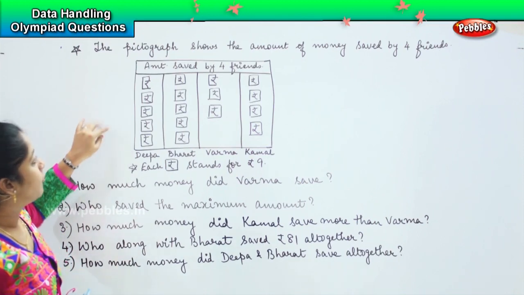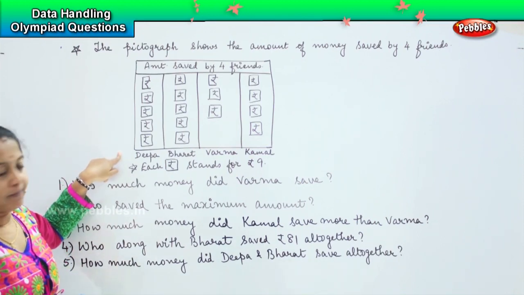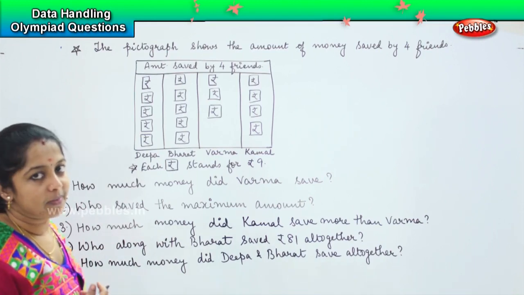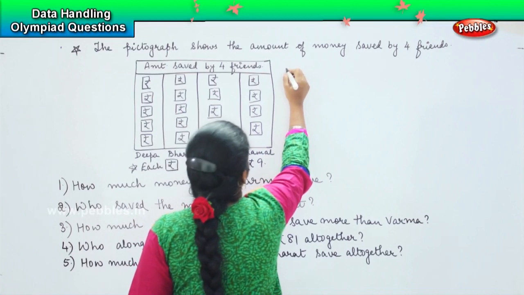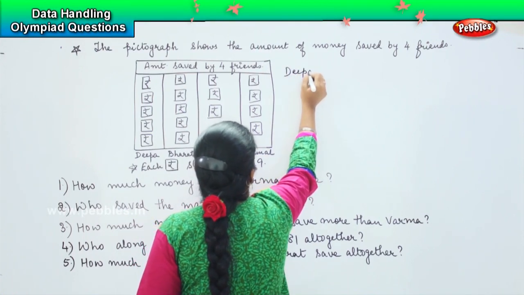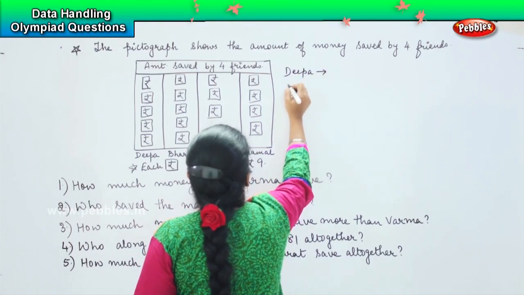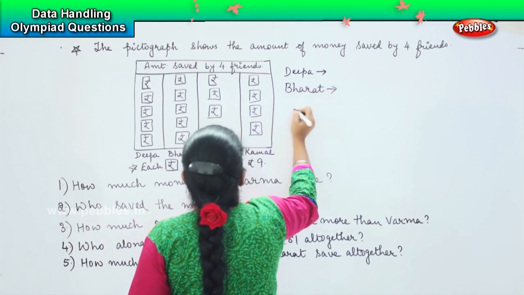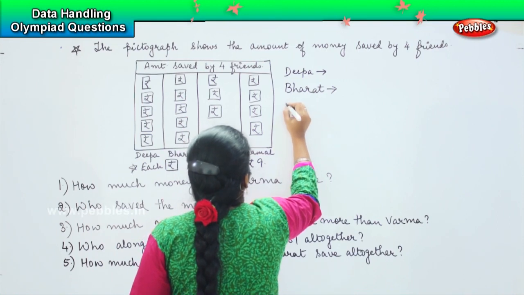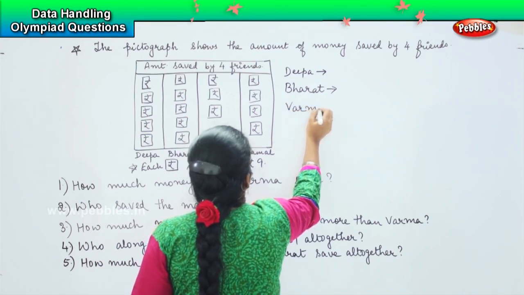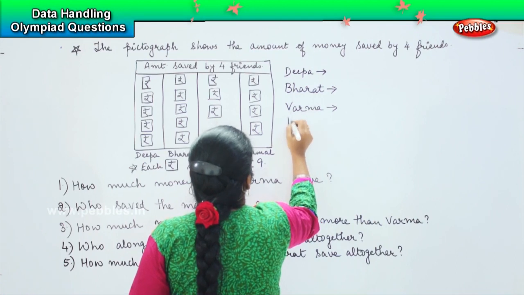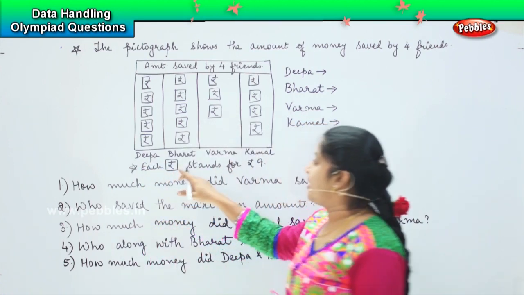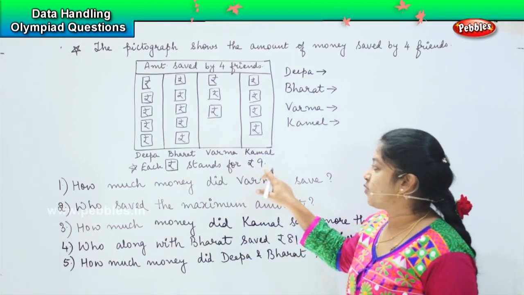Now before that, for our calculation to be made simpler, let us write the denomination value which each of these members have saved. So we will see how much has Deepa saved, then how much has Bharat saved, how much has Varma saved, and how much has Kamal saved. Okay, so now we know that each rupee pictogram stands for 9 rupees.